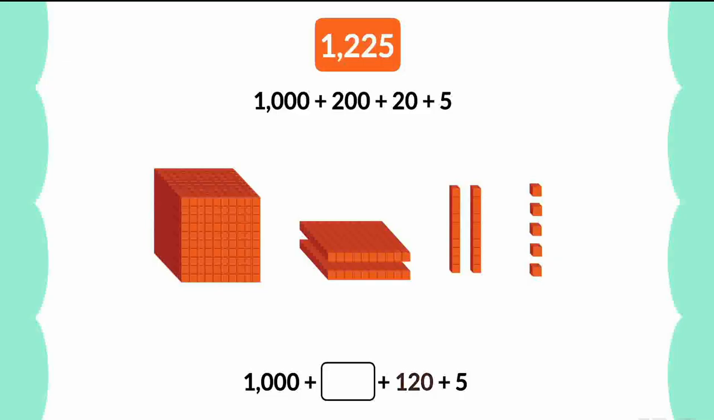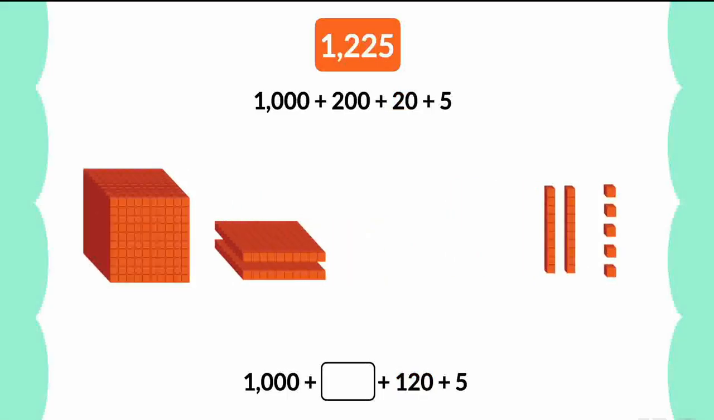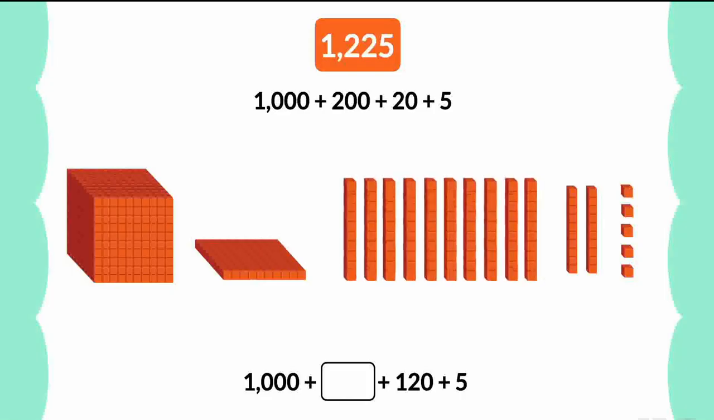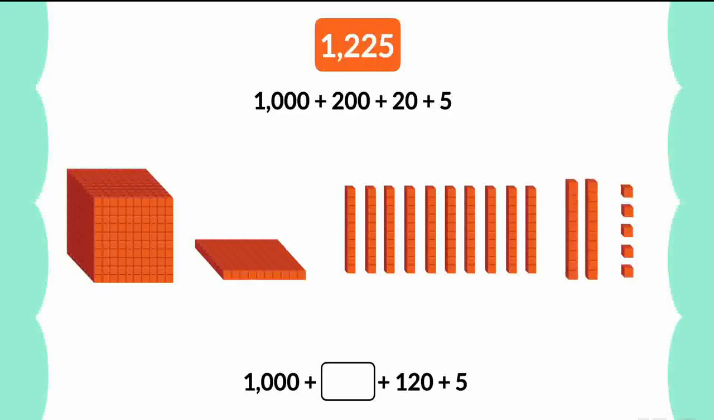This way uses 120 instead of 20. How do we make 120? Let's regroup 100. 100 is the same as 10 tens. Now we have the 10 tens we regrouped plus the 2 tens we started with. That's 12 tens, which is 120. Now instead of 200s, we only have 100. So we can break apart 1,225 as 1,000 plus 100 plus 120 plus 5. Great!